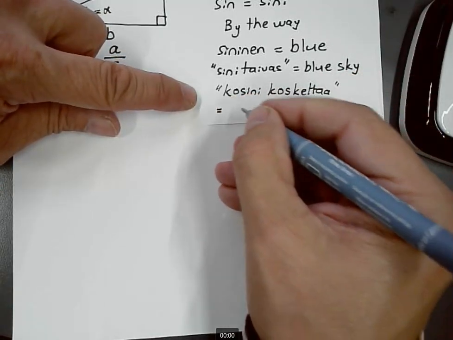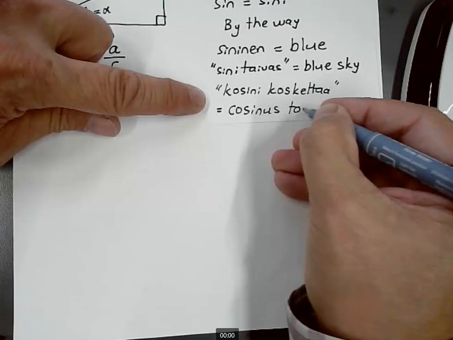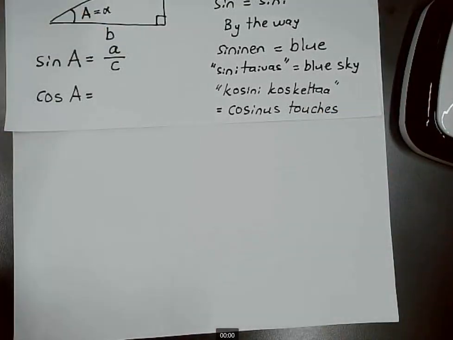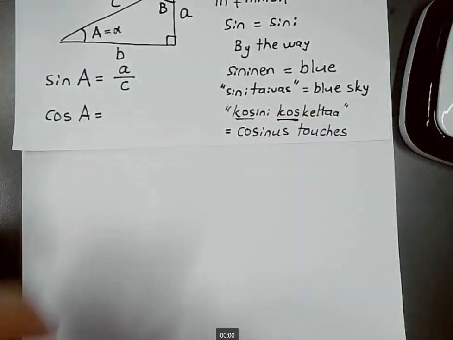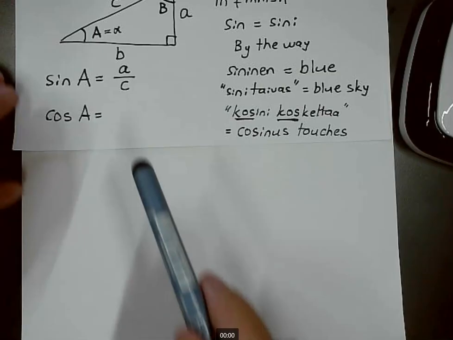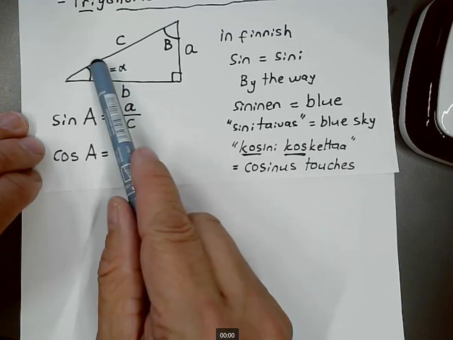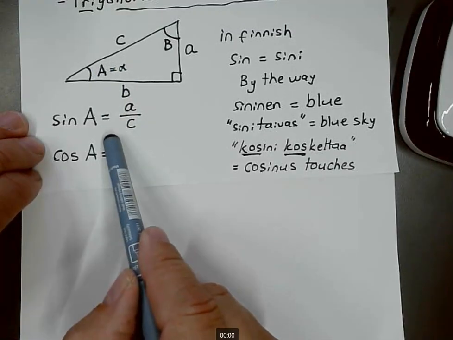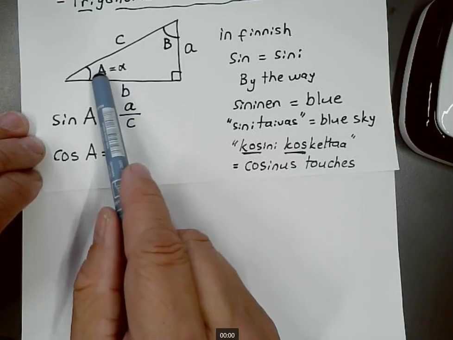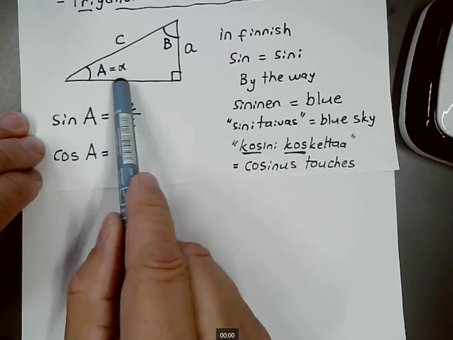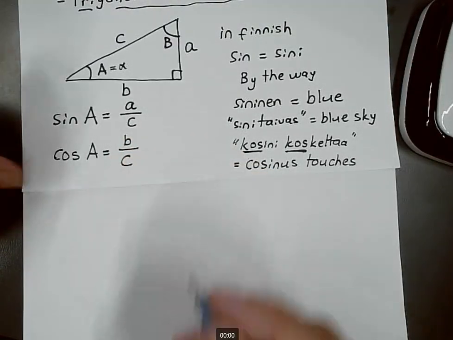This is like cosinus touches. Kosini koskettaa, cosinus touches. So that means that if we have angle A here, or alpha, we have to use in cosinus these sides which touch the angle or are near this angle. They are neighbors for this angle. They are B and C, so we get this B divided by C here.